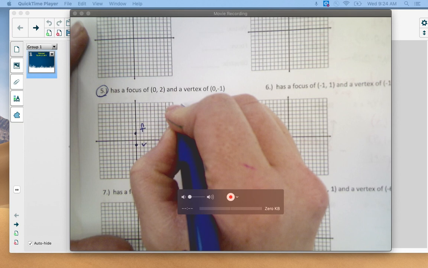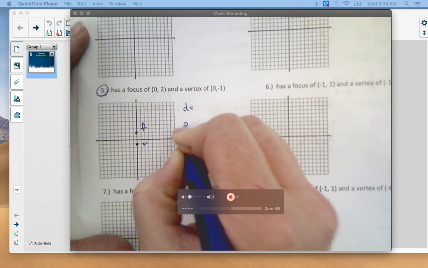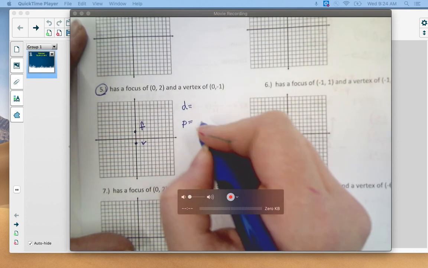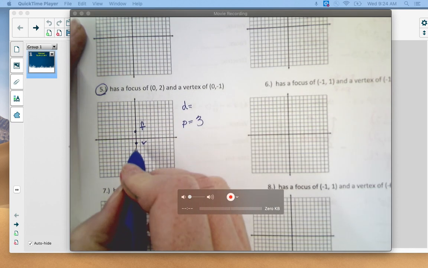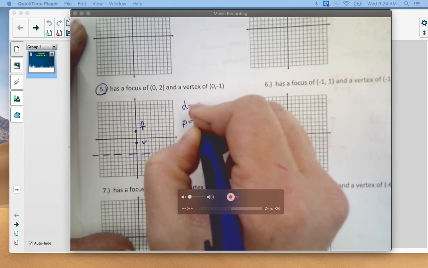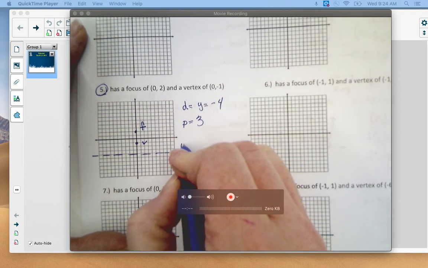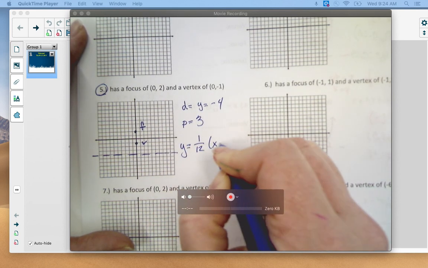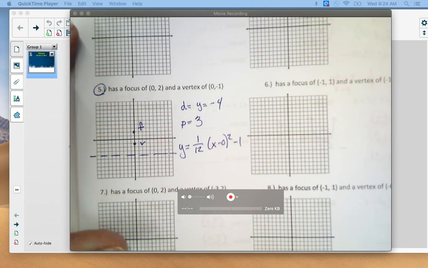All right, so right away, I have my focus, I have my vertex, I know I'm going to need my directrix. You see how I'm writing the setup right away? Directrix and focal length. What's your focal length? Do we agree with focal length of 3? And what would your directrix be? 1, 2, 3, more down. Y is equal to, what was it? Negative 4. So I put it together and I would have y is equal to 1/12, x minus 0, or you don't have to have that at all, minus 1.